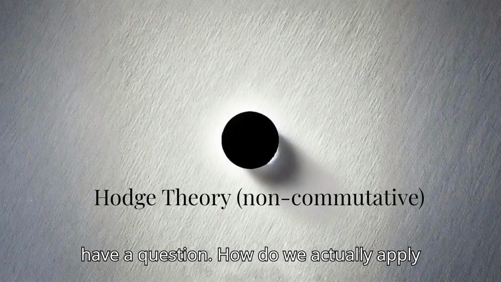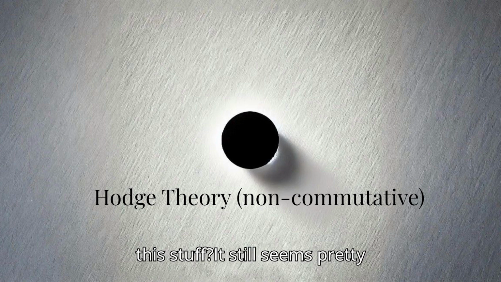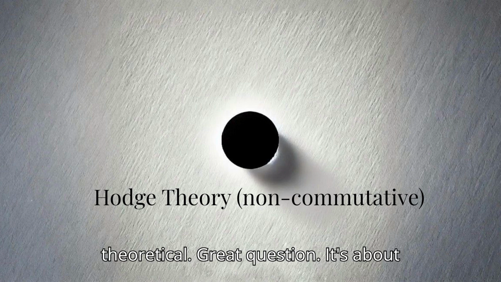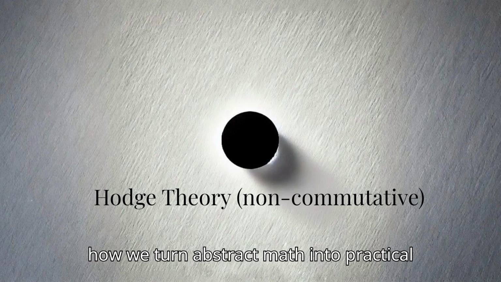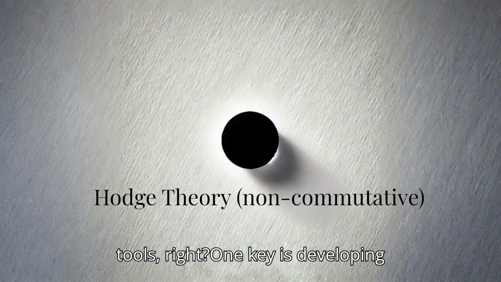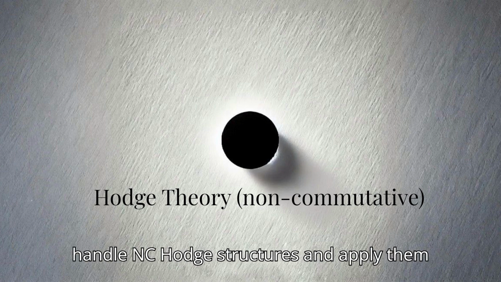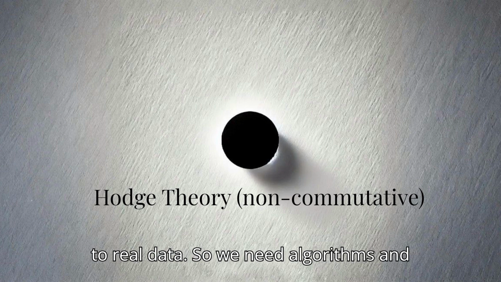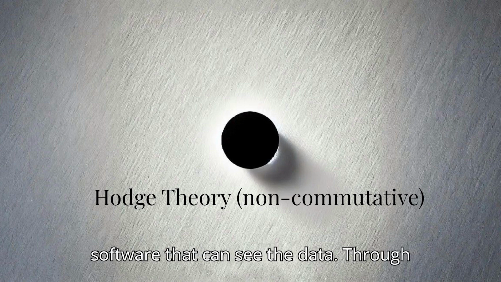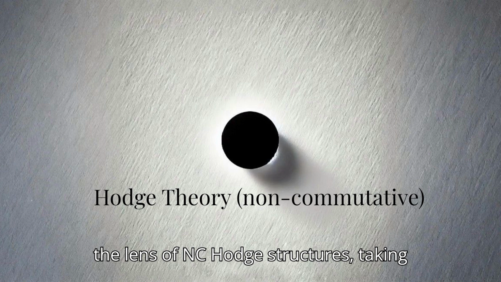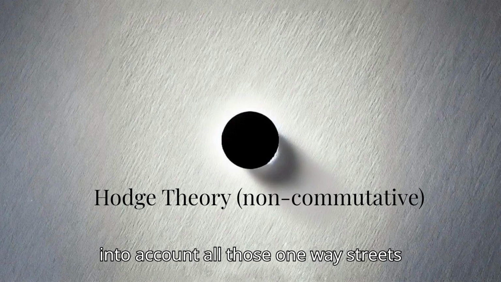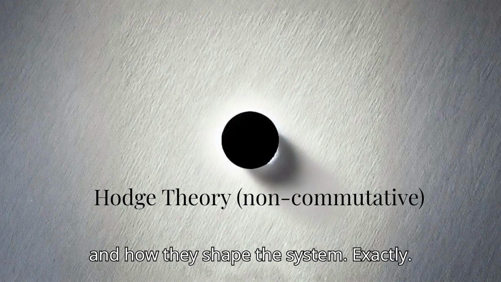But I have a question. How do we actually apply this stuff? It still seems pretty theoretical. Great question. It's about how we turn abstract math into practical tools, right? One key is developing computational methods that can actually handle NC-Hodge structures and apply them to real data. So we need algorithms and software that can see the data through the lens of NC-Hodge structures, taking into account all those one-way streets and how they shape the system.